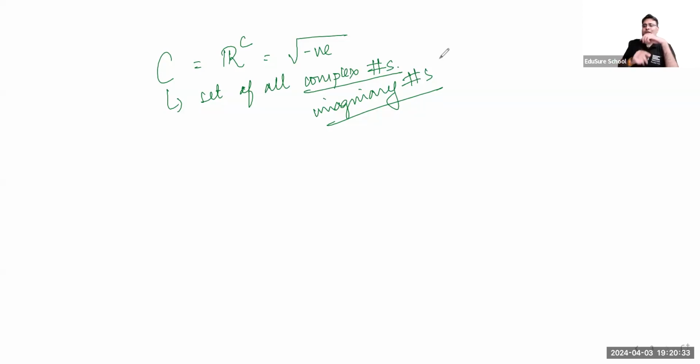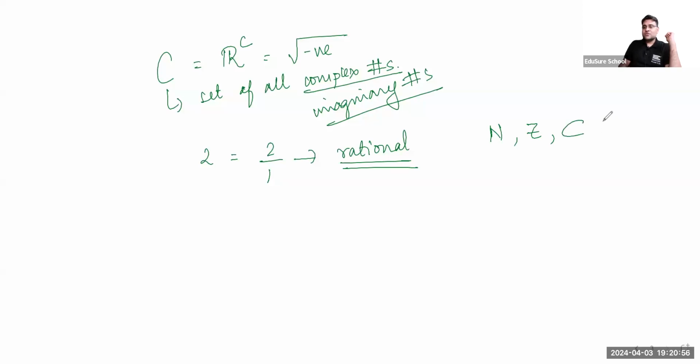Yes, the numbers 2, 3, these are all rational numbers, Vedika. The number 2 can be written as 2 by 1. So 2 and 1 are co-primes, so this is a rational number. Basically the set of all natural numbers and the set of all integers are all subsets of rational numbers.